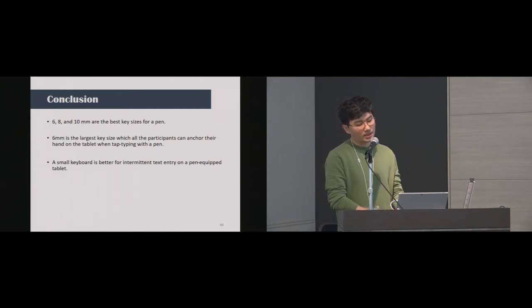In summary, 6, 8, and 10 millimeter are the best key sizes for tap typing with a pen. Based on our observation, 6 millimeter is the largest key size at which all the participants can anchor their hand on the tablet. And as the title of the paper suggests, a small keyboard is better for intermittent text entry on a pen-equipped tablet.